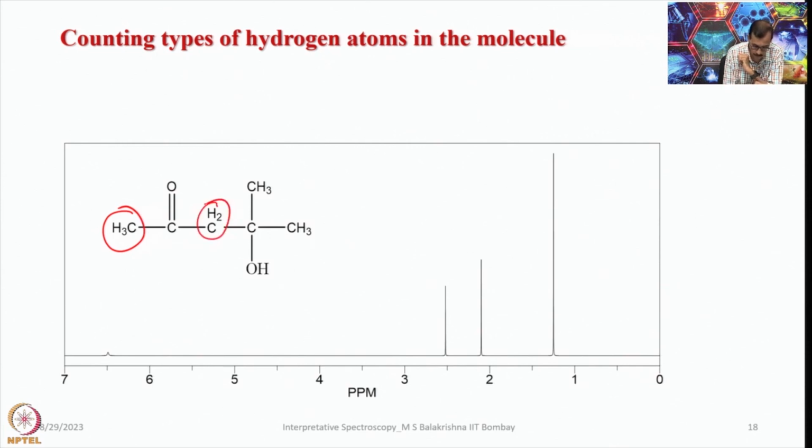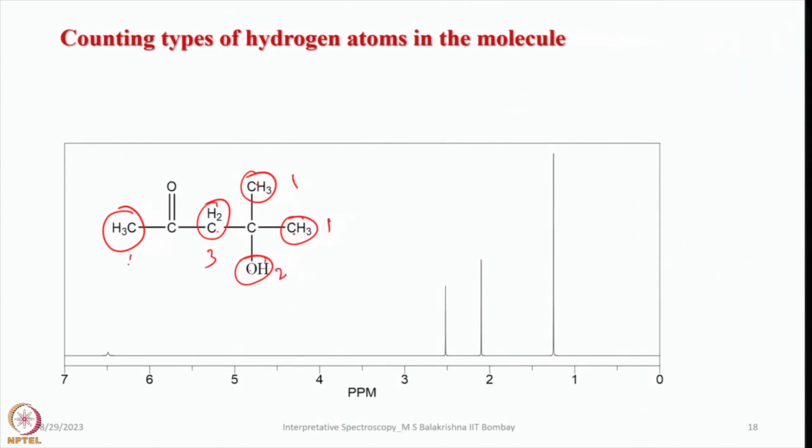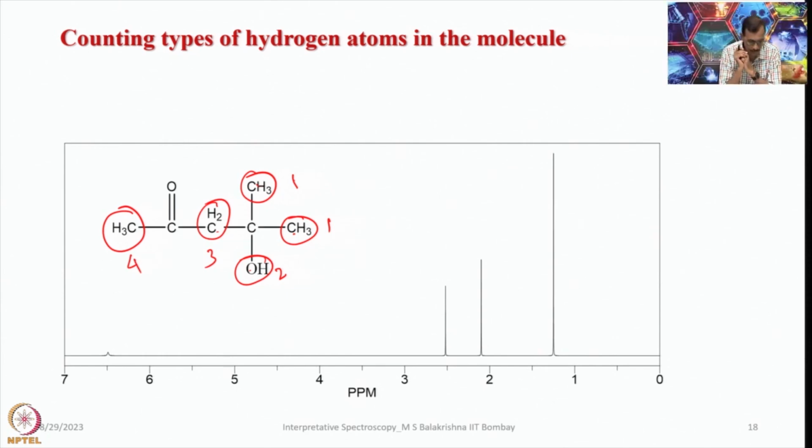here 2 protons, here 1, and then here 6. That means basically 1, 2, 3, 4, these 2 are 1, and this is 2, this is 3, and this is 4. 4 types of groups are here, and we should have 4 signals. Of course, 1 here, 1 here, 1 here, 1 here, and just by looking at the intensity we should be able to tell these 2 will correspond to this one.